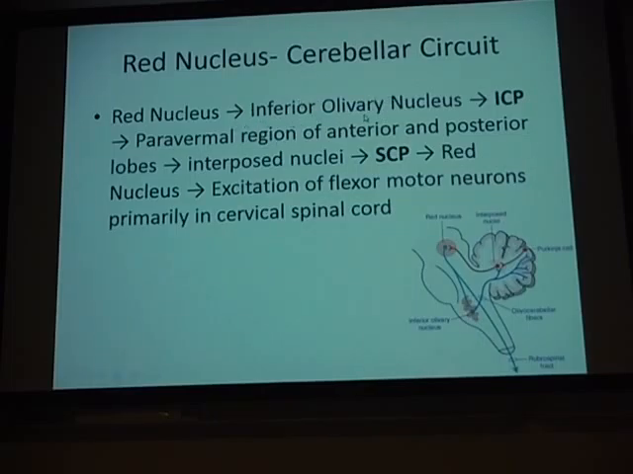Once that information has passed through the inferior olivary nucleus, it will go to the ICP, to the paravermal regions of the anterior and posterior lobes primarily, to interposed nuclei, so the globose and emboliform nuclei, out through the SCP, back to the red nucleus, and down the rubrospinal tract, which we know primarily synapses on lower motor neurons in the cervical spinal cord to control upper extremity limb movements.